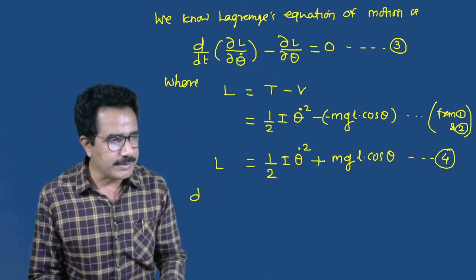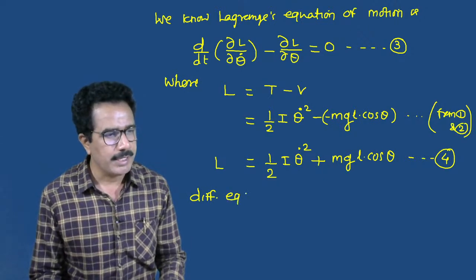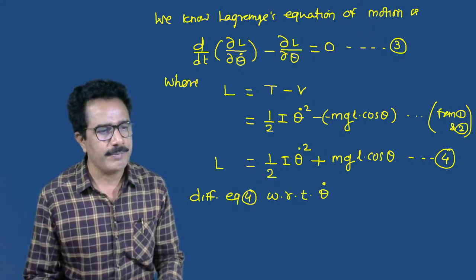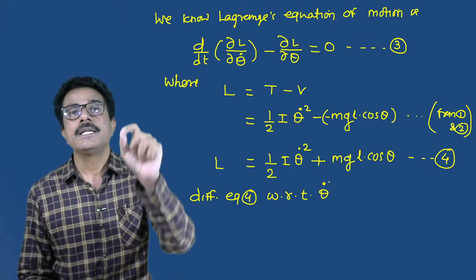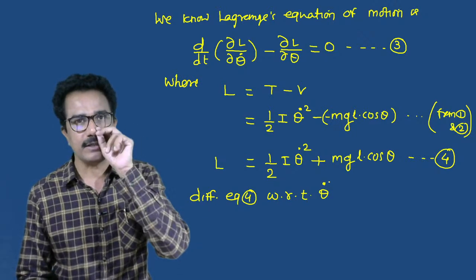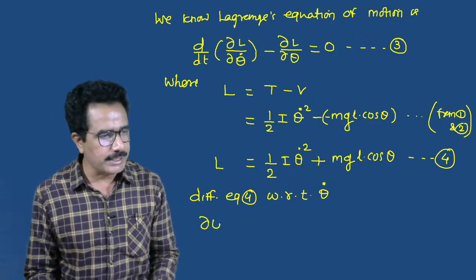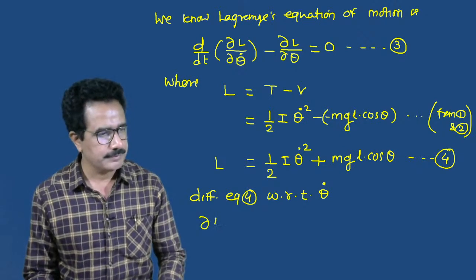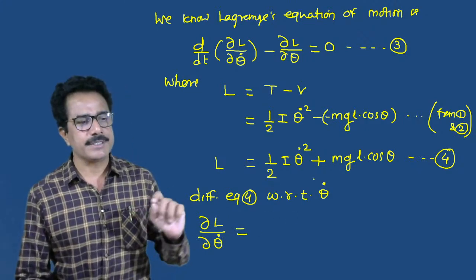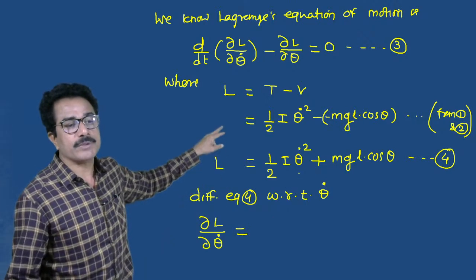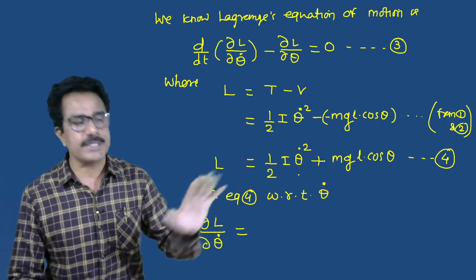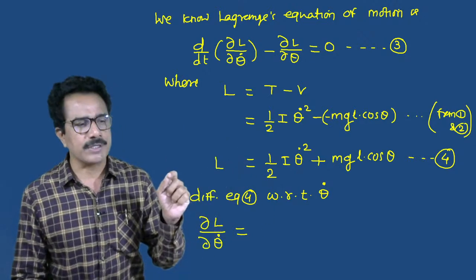So differentiating equation 4 with respect to theta dot, we have considered the differentiating variable as theta dot. So dou L by dou theta dot is given by, see this, only theta dot is a variable and the remaining terms are constant. So 1/2 is a constant coefficient.